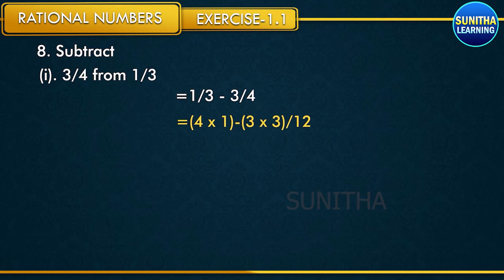So again check the first rational number's denominator. 3, how many times is it divisible into 12? 3 fours are 12. So 4 is multiplied with the numerator. 4 into 1, minus, again second number's denominator is 4. So 4 threes are 12. So the multiple 3 is multiplied with the numerator. 3 into 3 is 9. So 4 minus 9 by 12. So 4 minus 9 is nothing but minus 5. So minus 5 by 12.